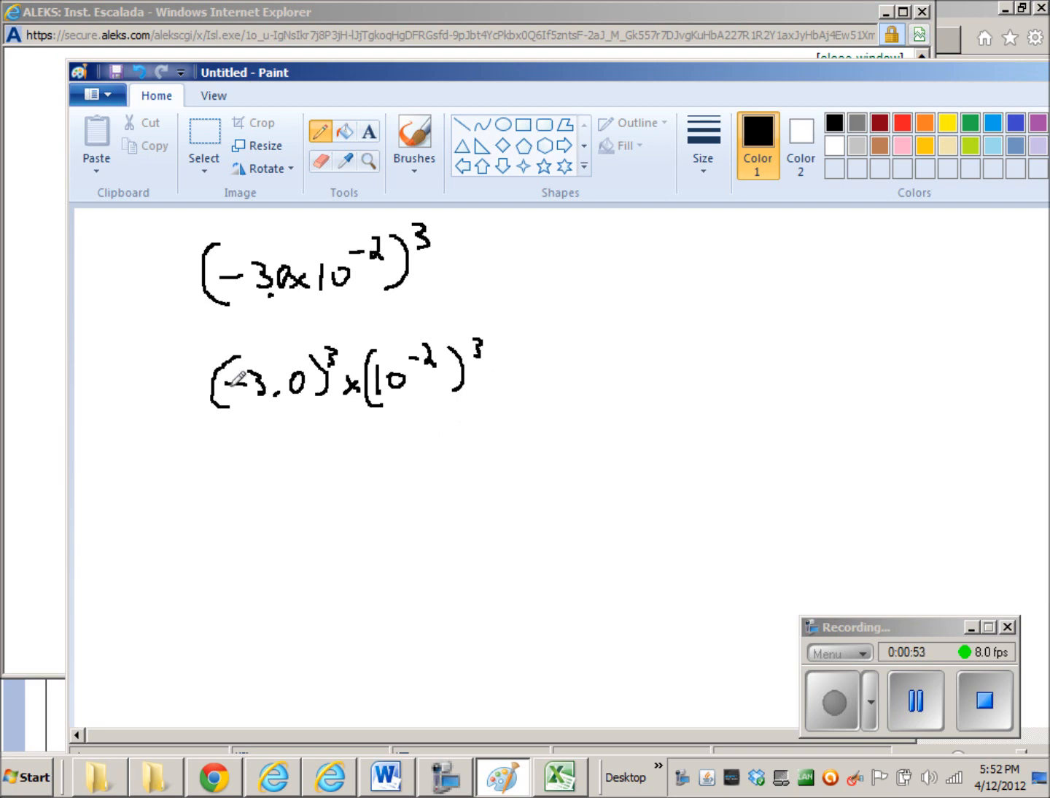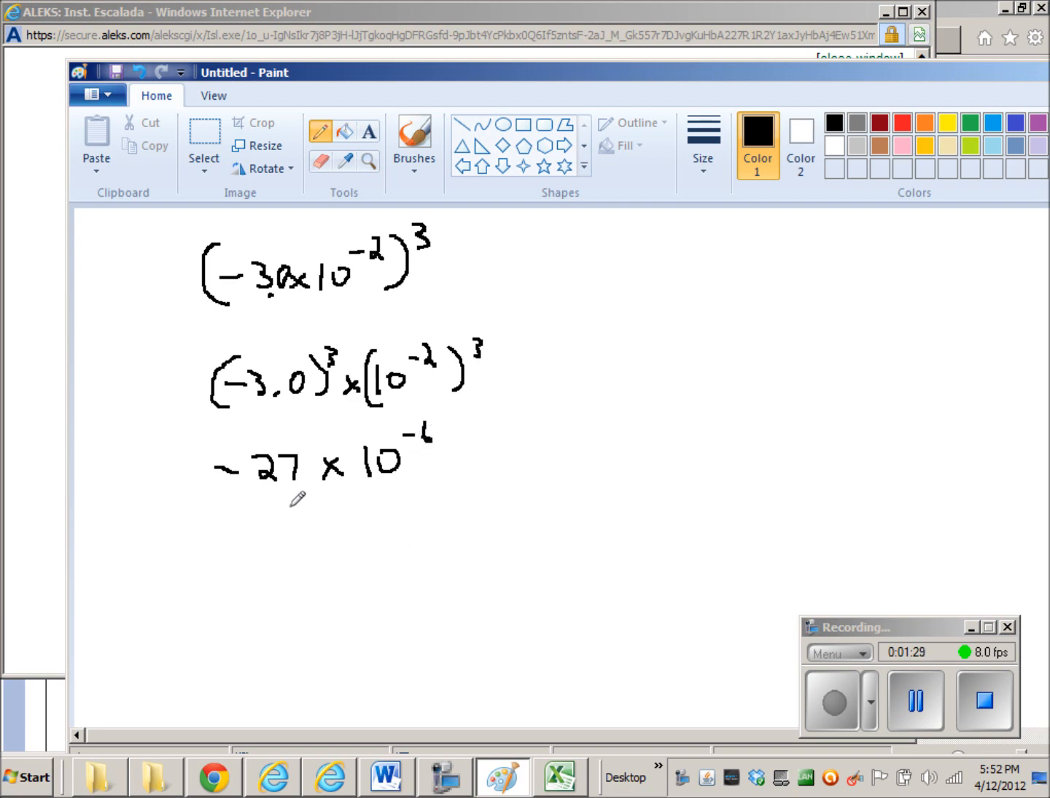So what's the sign of the product of 3 negative numbers multiplied together? It's going to be negative. And what's 3 times 3 times 3? 27, yeah. And we use properties of exponents over here. If you have a number raised to an exponent and all of that's raised to an exponent again, you multiply the exponents, so it's going to be 10 to the negative 6.